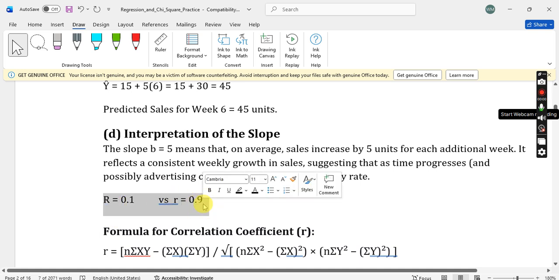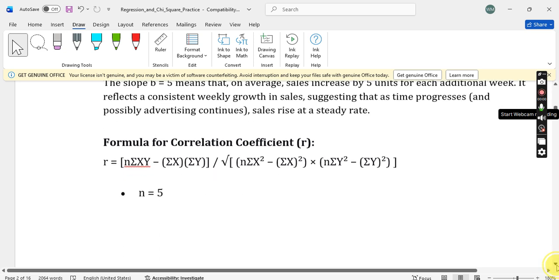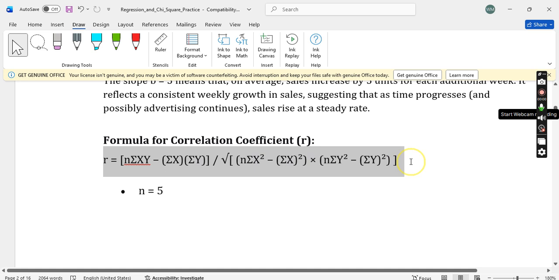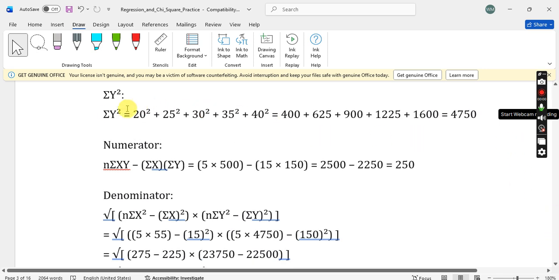So here's the formula for getting our correlation coefficient. We've got most of these values here. The only one we need to get is this summation of y squared, where we square each of our y values and then add them up, and you get 4,750.